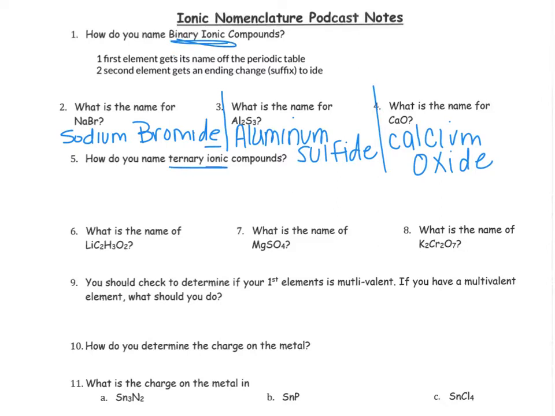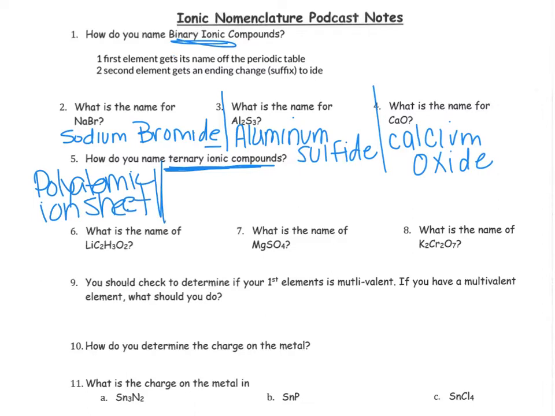Now moving on to the tertiary ionic compounds. Those are right off the polyatomic ion sheet. So these are the ones that you hope show up on your test because you take them directly off of that sheet. So you're going to need your polyatomic ion sheet, and those have a set of rules too.